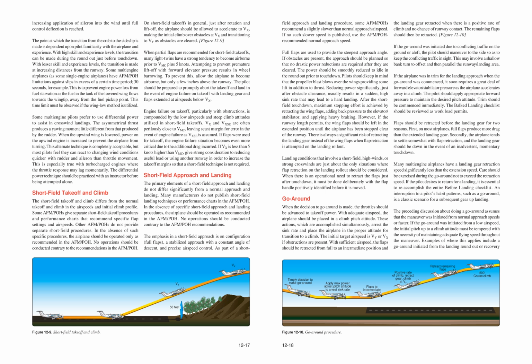Positive rate of climb, retract gear, climb at Vy, retract remaining flaps, 500 feet, cruise climb. Timely decision to make go-around. Apply max power, adjust pitch attitude to arrest sink rate. Flaps to intermediate. Figure 12.10. Go-around procedure.